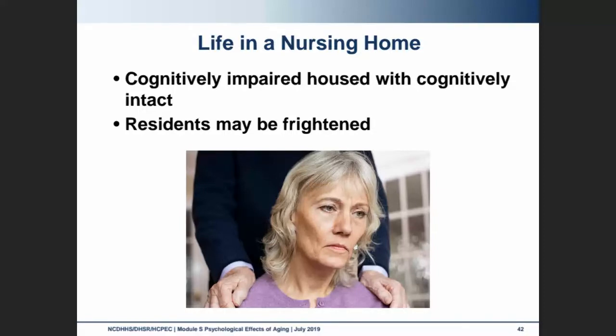And like we mentioned, cognitively impaired residents are housed with the cognitively intact. Cognitively intact and cognitively impaired residents share the same dining hall in most nursing homes, and it may be a shock to the cognitively intact to see residents drooling or spitting or screaming out. Programs and activities in the nursing home are often the same for all residents, and they're also usually very simple and basic because they have to meet the needs of everyone. Residents may be frightened if they hear erratic screams, moans, or repetitive sounds from other residents.